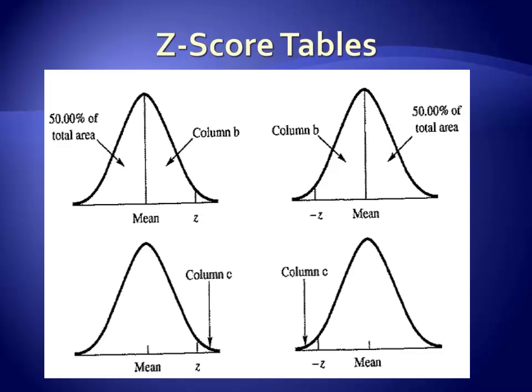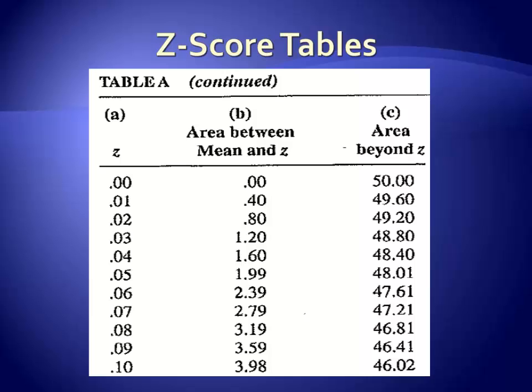When reading the z-score tables, you will see references made to column B and column C. As shown in the graphics here, column B represents the area under the curve that corresponds to the distance between the mean and the calculated z-score, whereas column C represents the area under the curve that lies beyond the calculated z-score. Here is what the z-score tables will look like. The values of z will be in column A and the corresponding percentages will be listed in columns B and C.